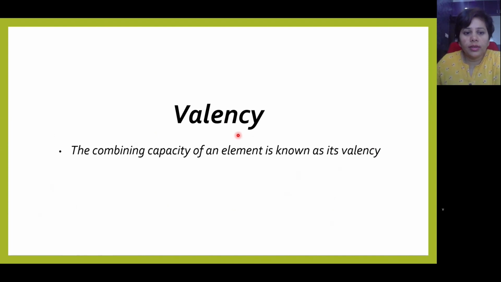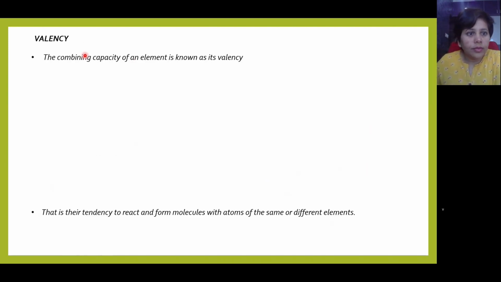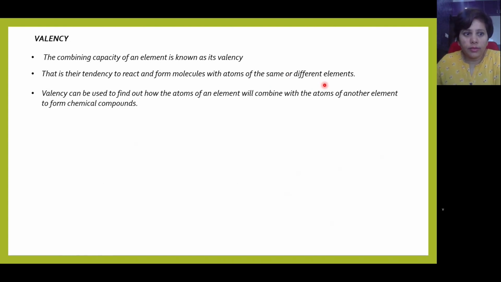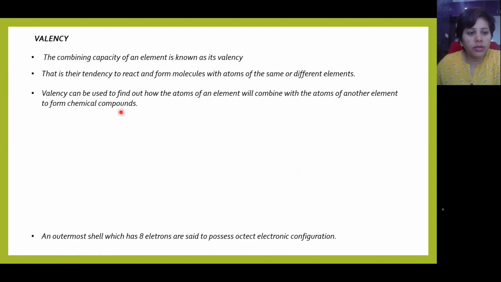Next, valency. Valency means the combining capacity of an element with other elements. That is, their tendency to react and form molecules with atoms of the same or different element. Valency can be used to find out how the atoms of an element will combine with the atoms of another element to form chemical compounds.